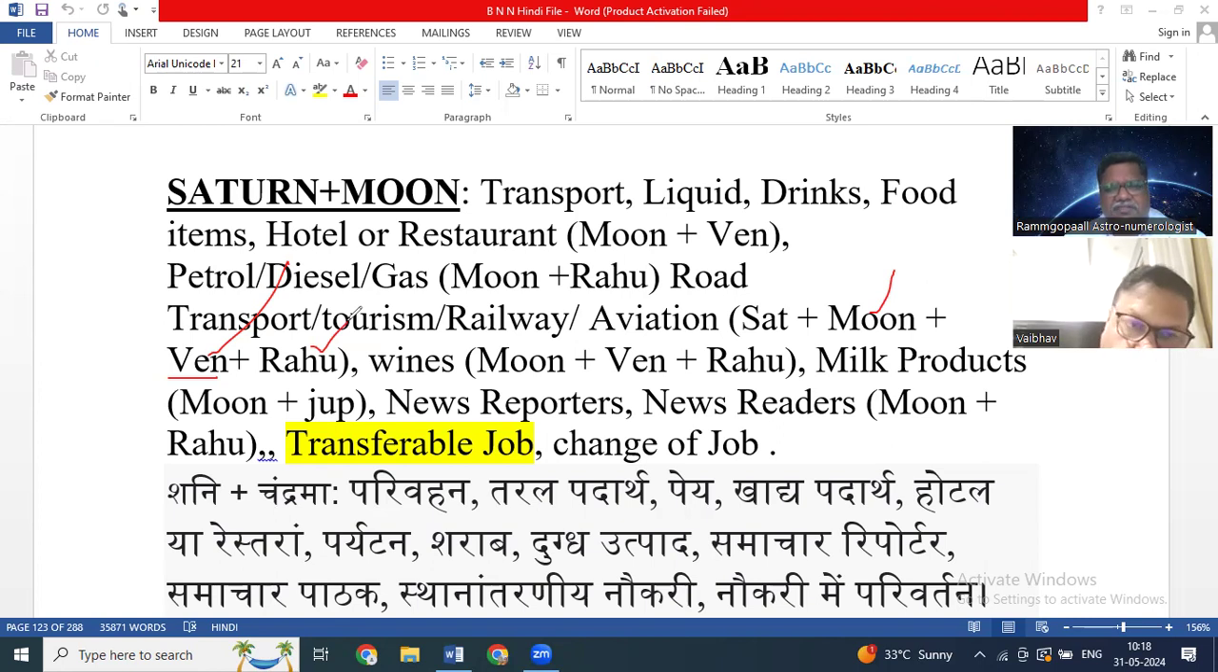Later, I stopped teaching. After 16 years of teaching, I stopped and shifted over to astrology when I got confidence. So what I am trying to tell you here is, if Saturn is connected with Moon, there will always be changes in our life. So in our profession, it is a transferable job. So we will change our jobs. Change of job is necessary.